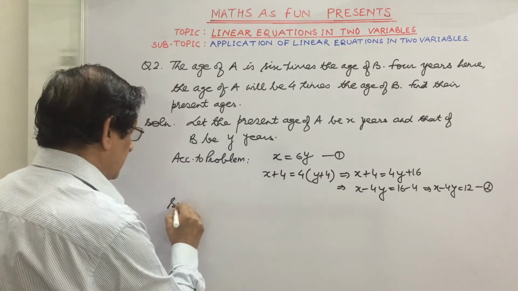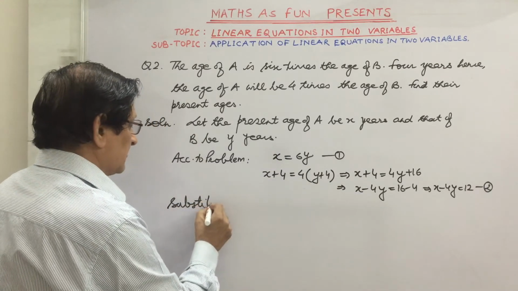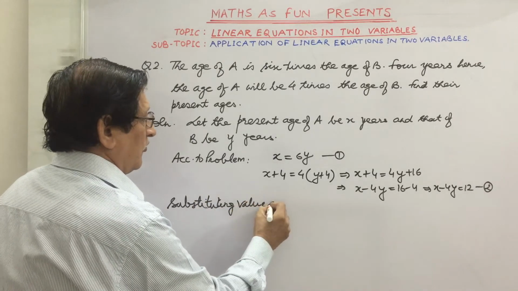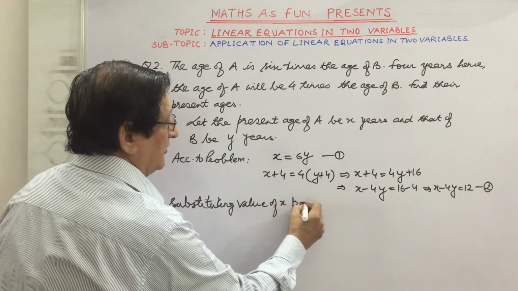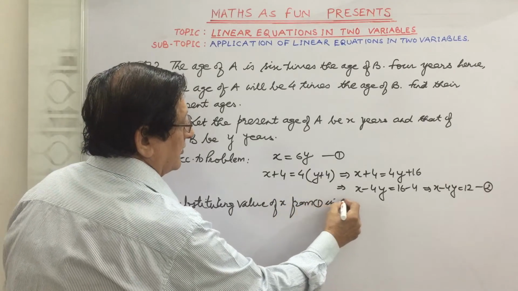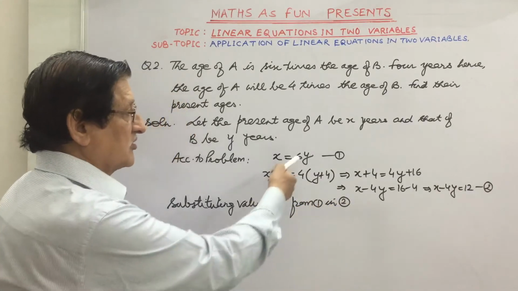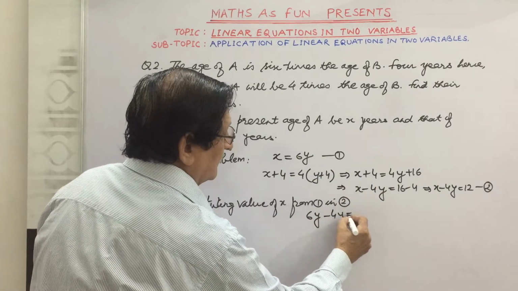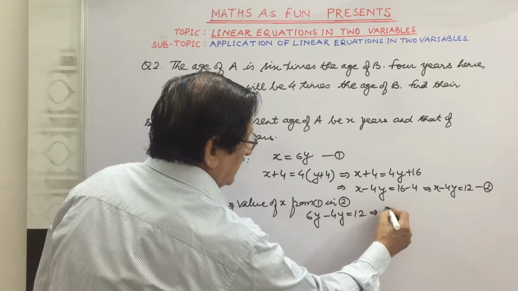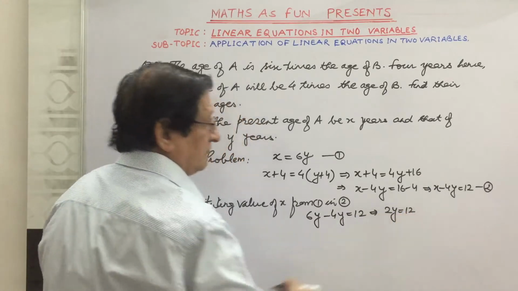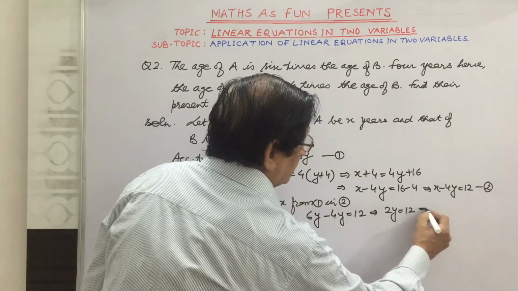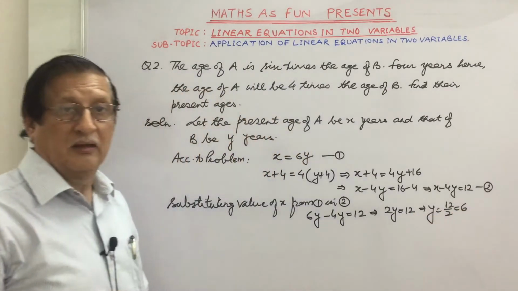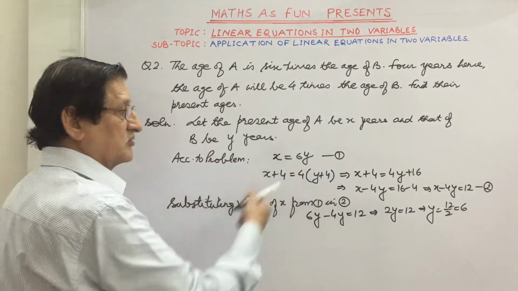We can write here, substituting value of X from 1 in 2, that is 6Y. So we are writing here 6Y minus 4Y equal to 12. It means 2Y equal to 12, and if we divide, this gives you Y equal to 12 upon 2, that is 6. Now this value of Y we can substitute in 1.